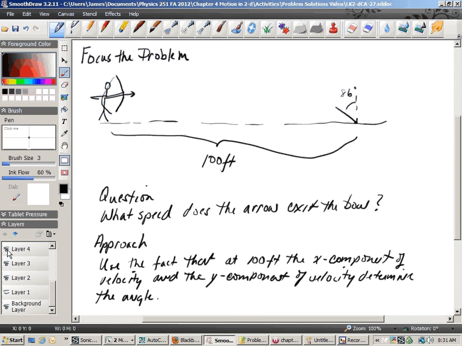Approach. We want to use the fact that at 100 feet, the x component of velocity and the y component of velocity determine the angle, so that the angle of the arrow represents the combined angle of the x and y components of velocity.